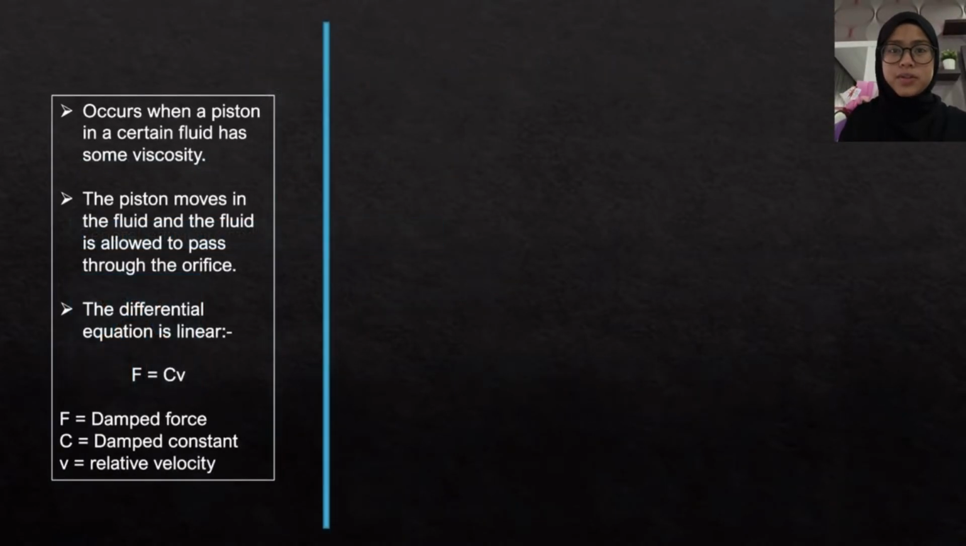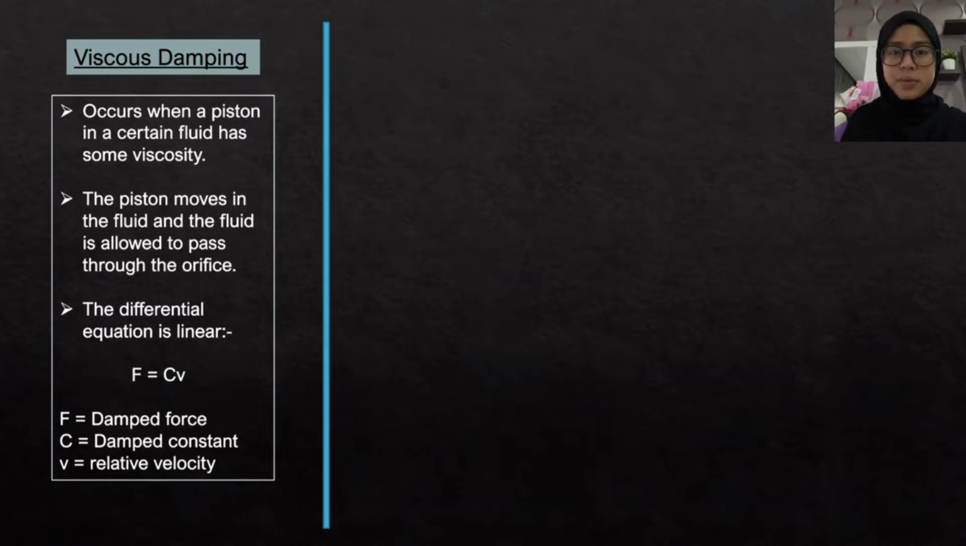So next, I'm going to talk about the easiest damping method, which we will use as an explanation for this type, which is the viscous damping. Viscous damping occurs when a piston in a certain fluid has some viscosity. The piston will move in the fluid, causing the fluid to flow through the orifice of the piston, which will make the differential equation linear with F equals to CV, where F is the damping force, C is the damping constant, and V is the relative velocity.